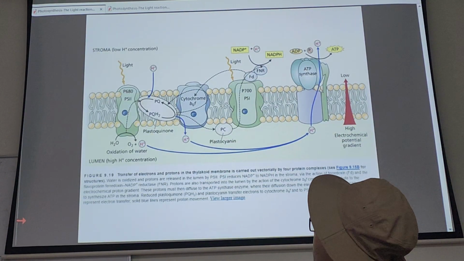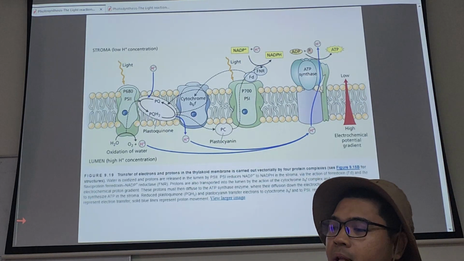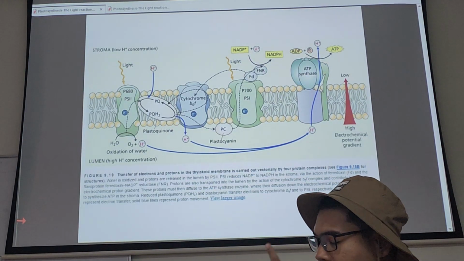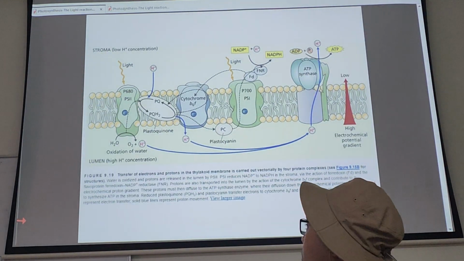Yeah. So you have seen this before. 4 proteins important for this thylakoid. What are those?